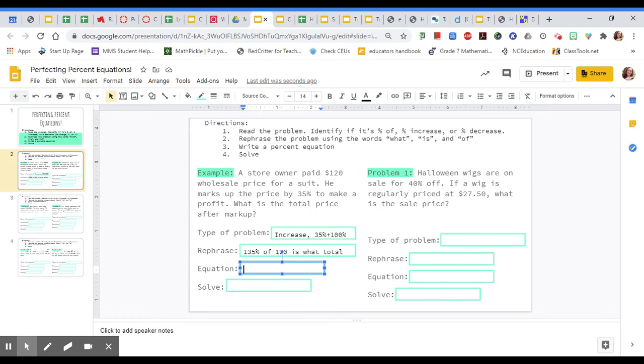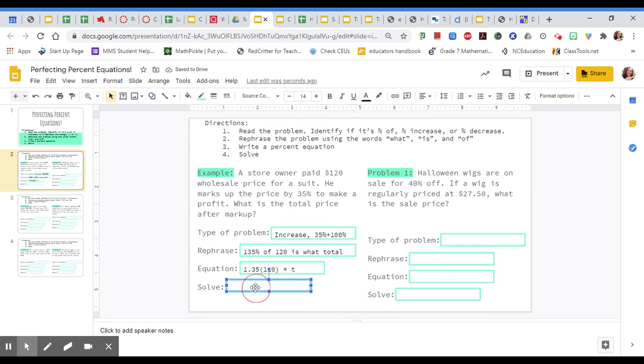135 divided by 100 will give me 1.35. Of means multiply. So I'm going to use parentheses to show my multiplication. I'm multiplying by 120. Then it says that the 135% of 120 is what total? And that's my unknown. Since I don't know what it is, I need a variable. I'm going to use T for total.